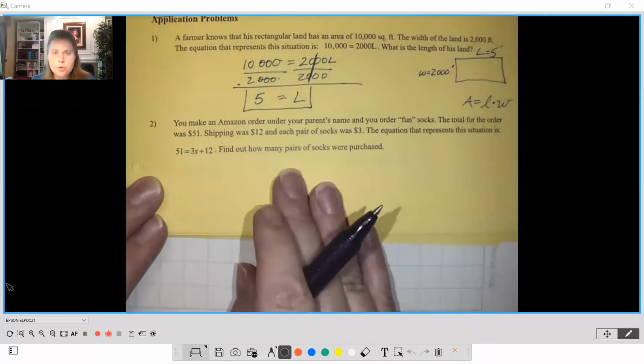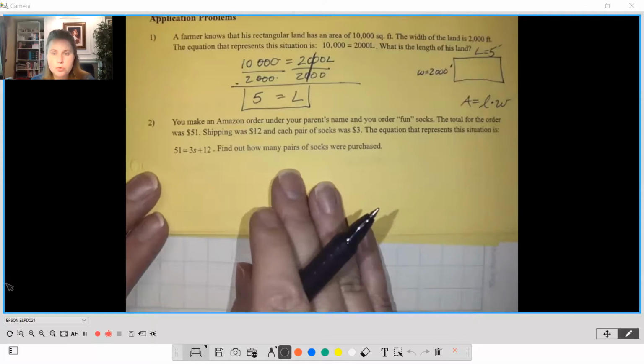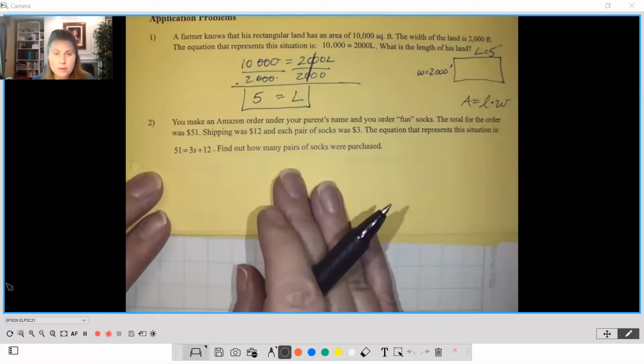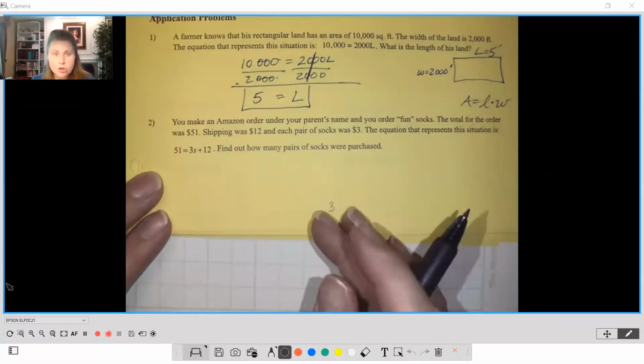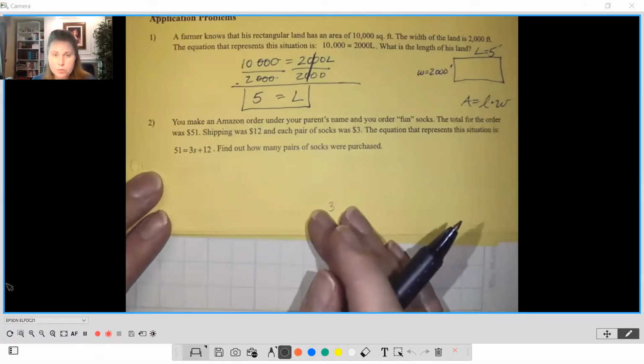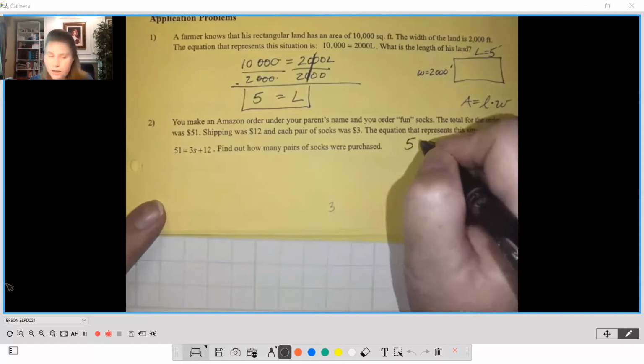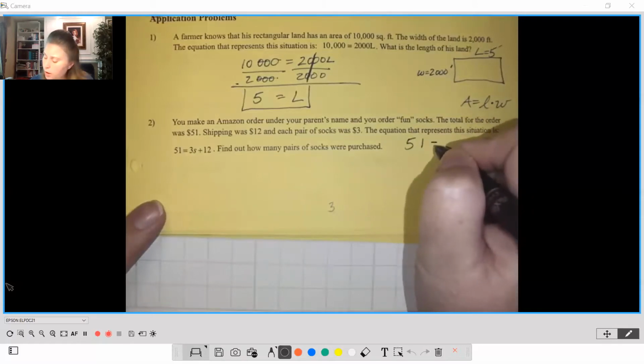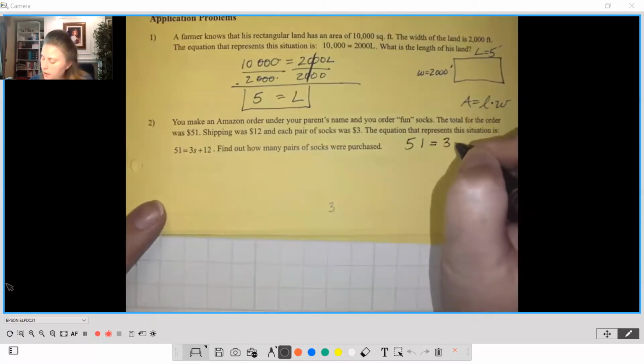You make an Amazon order under your parent's name and you order some fun socks for yourself. The total for the order was $51. Shipping was $12 and each pair of socks was $3. The equation that represents the situation is $51 total equals $3 per pair of socks S plus the $12 shipping fee. Find out how many pairs of socks were purchased. So $51 total, 3 pairs of socks.